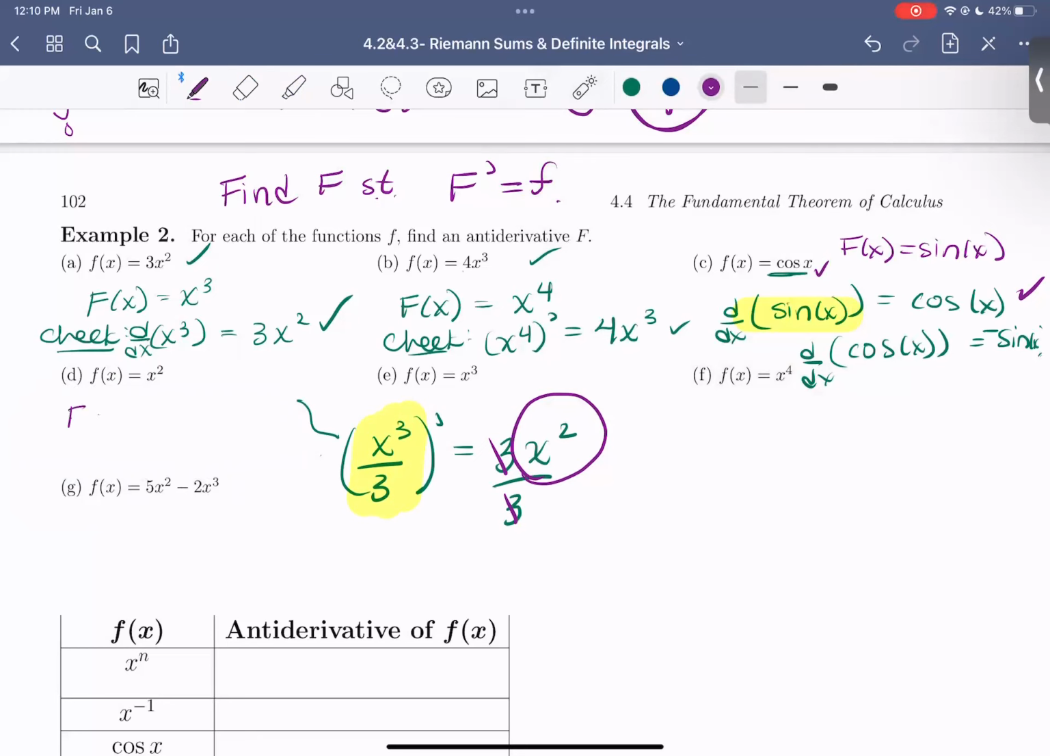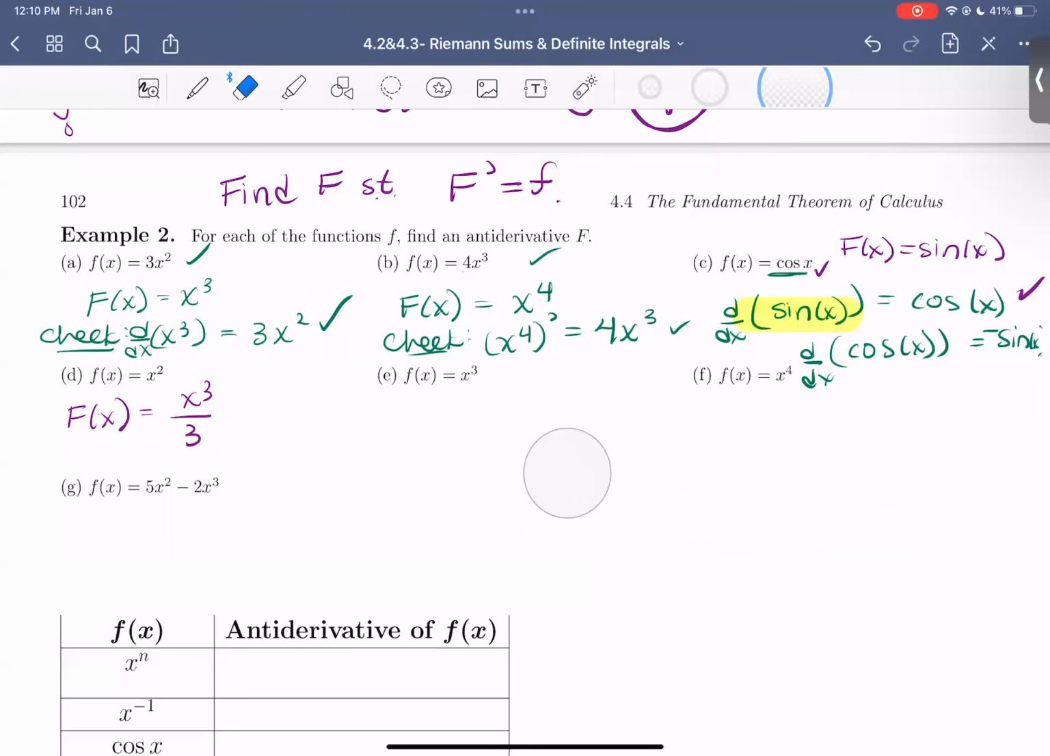So my function should be f of x equals x cubed over 3. So what about this next one? It's similar. We have a cube in the derivative, or rather we want to find the antiderivative of x cubed. Well, we could do something similar to what we just saw.